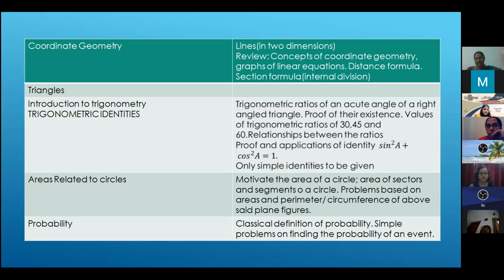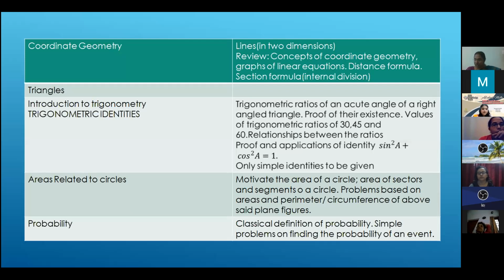Then triangles I haven't written because many are there, like motivate, proof, like that they have given. That's why, because of the space constraint, I haven't copied. Triangles also they have given. Some of the proofs are only to be motivated. If it is given motivate, the proof is not needed. Even the ASA theorem proof is not needed. Hope you have checked it.